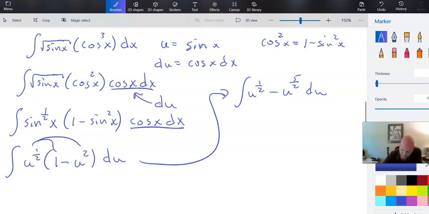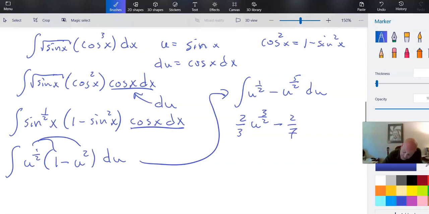So the integral of u to the 1/2 is 2/3 u to the 3/2 minus, and then here it's going to be 2/7 because we're going to add 1 to 5/2.